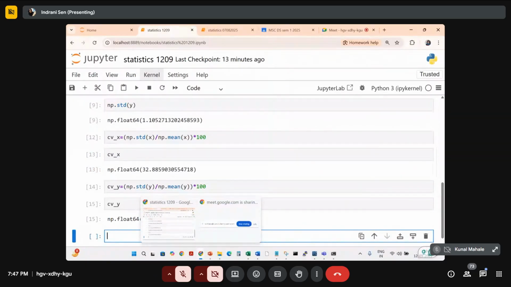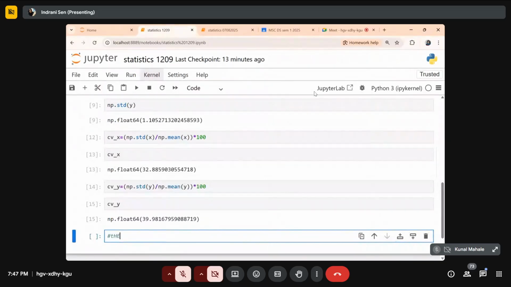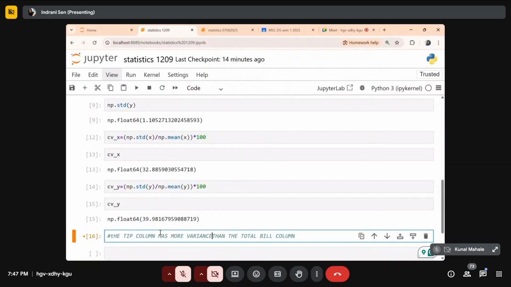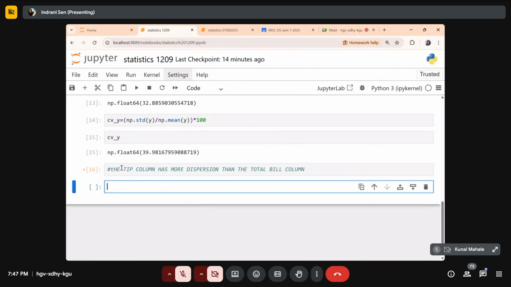So you can infer that the tip column has more variance than the total bill column. That means the values have more variety, more dispersion. Instead of variance, you can write dispersion. That means the values are more scattered, more distant from the mean. So that is what we can analyze.